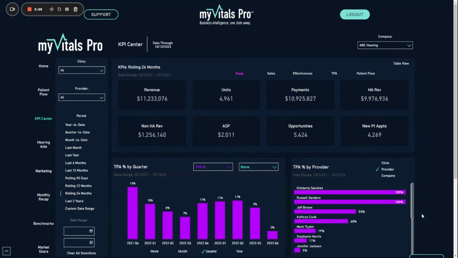This visual on the right here is controlled by the purple metric selected and is another way to see your KPI split by clinic, provider, or company.